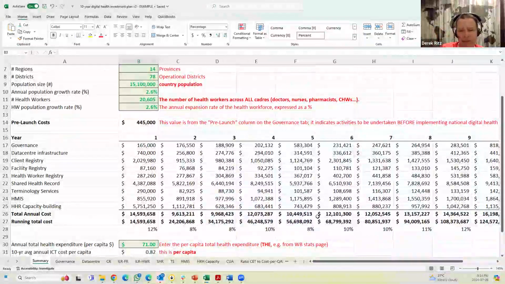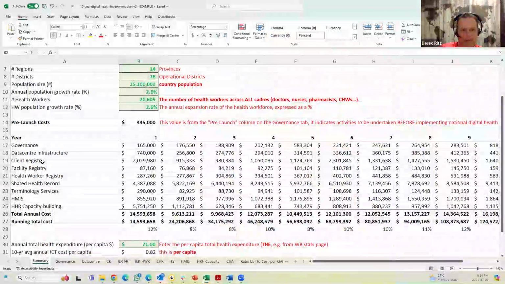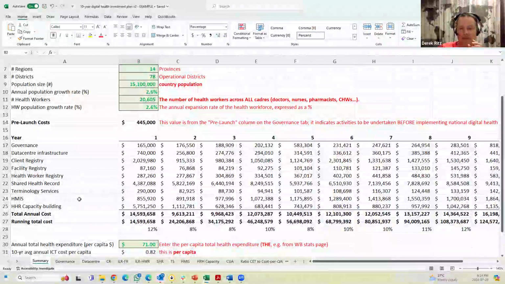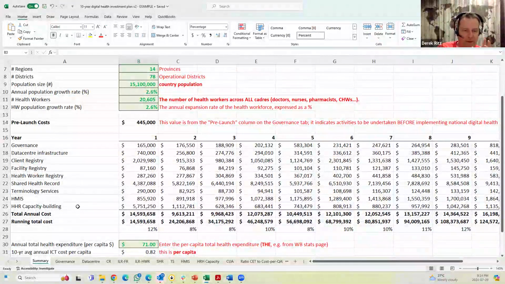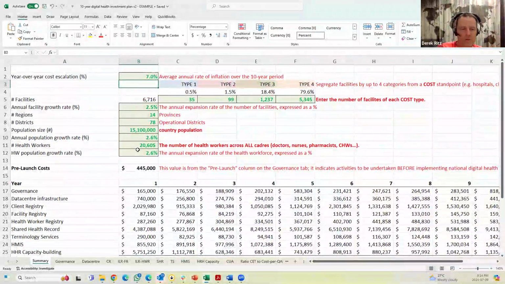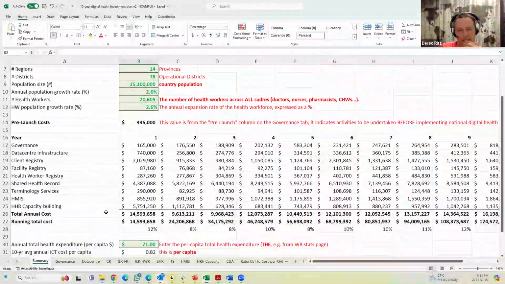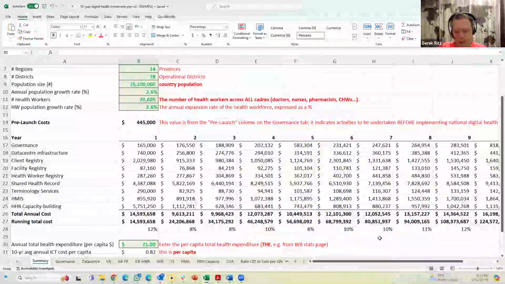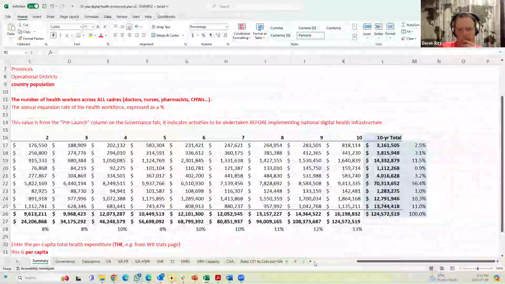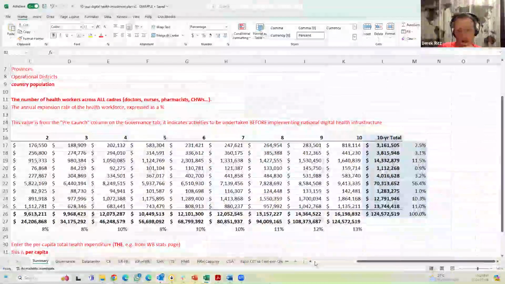And all the other tabs feed into this summary that says I'm going to spend this much on governance, this much on data center, this much on the client registry, and so on. And all of this information comes from the other tabs. I started on the summary one because these data persist through all of the rest of the tabs in this big spreadsheet. And as you fill in this information, you start to get a 10-year horizon of investments to say, over the course of 10 years, I'm going to spend 125 million bucks.